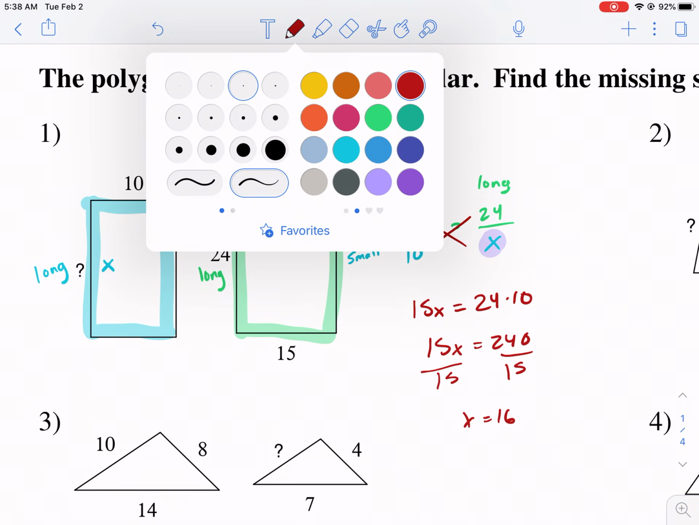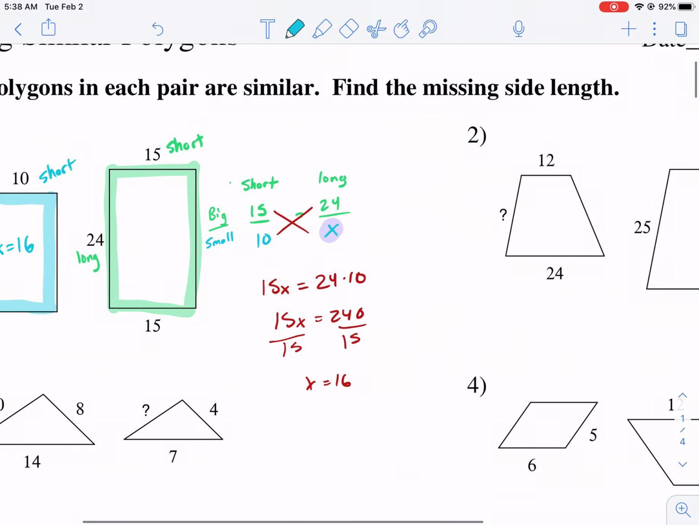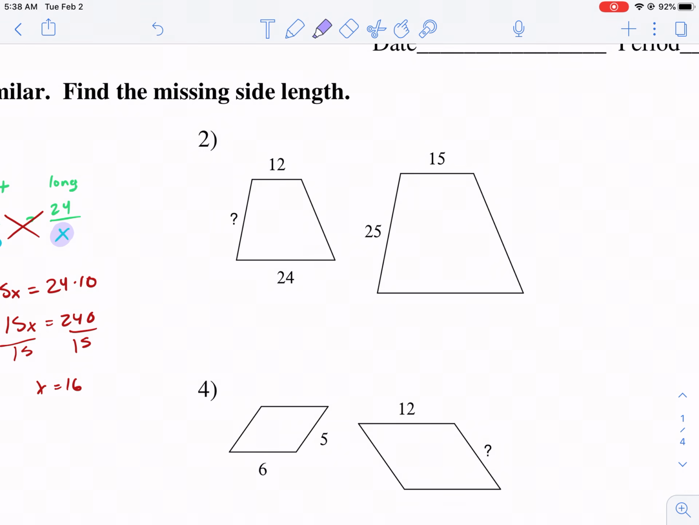What does this mean? 16 is now the long side of this triangle, or I keep calling it a triangle, of this rectangle, of this polygon, okay? And this is the same process we're going to have for all these problems, okay? So we have our big one on the right this time, and we have our small one on the left.